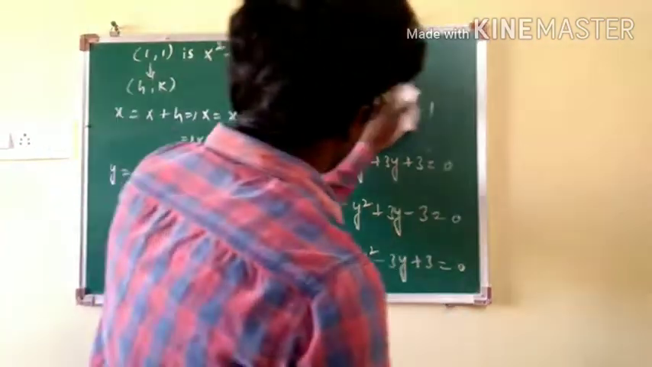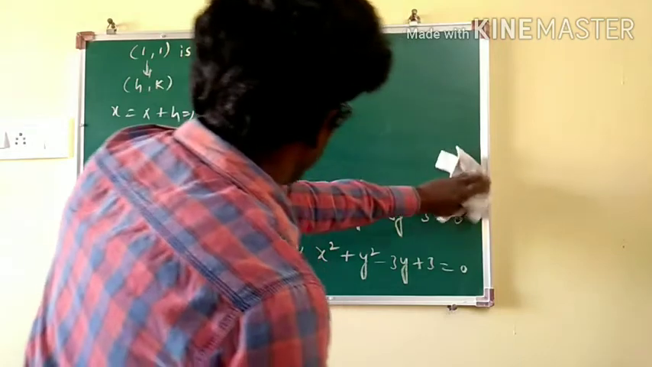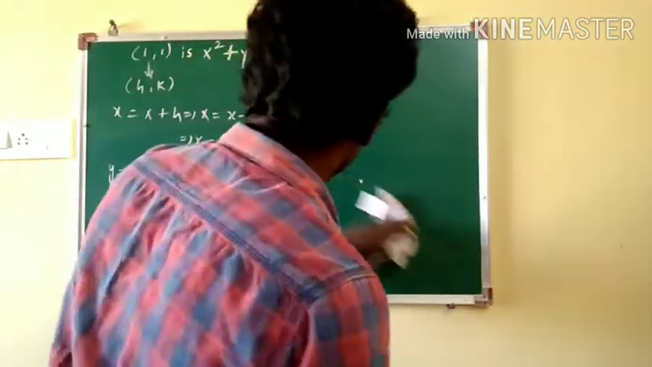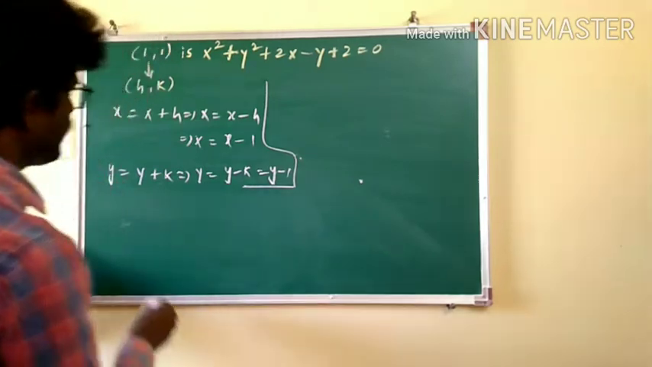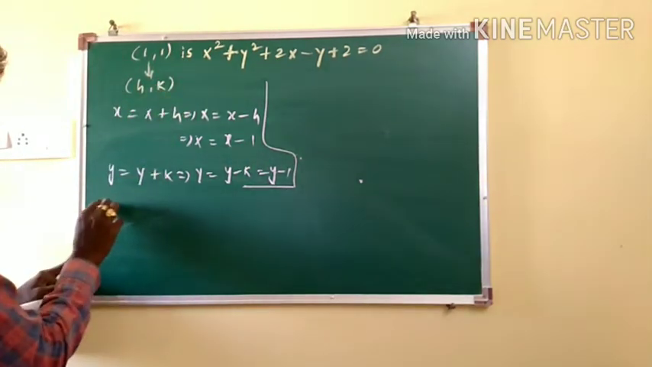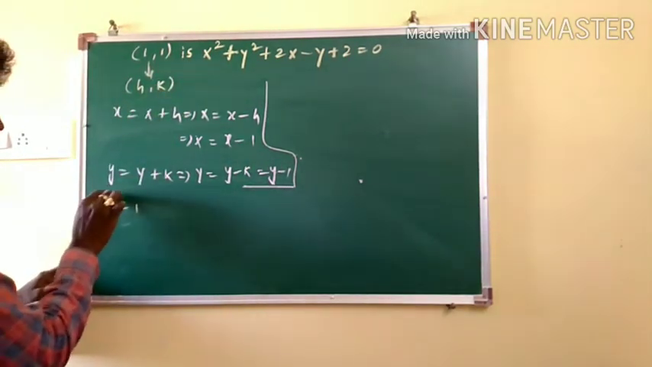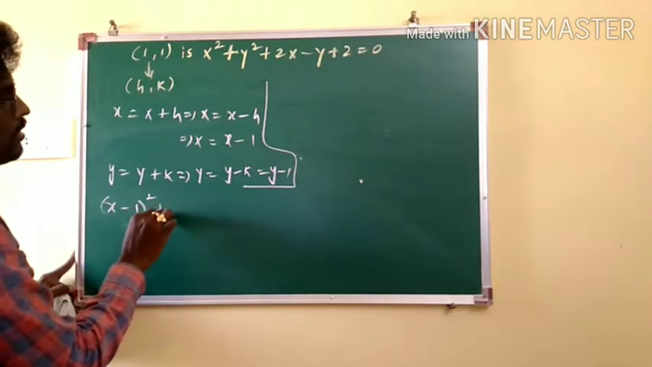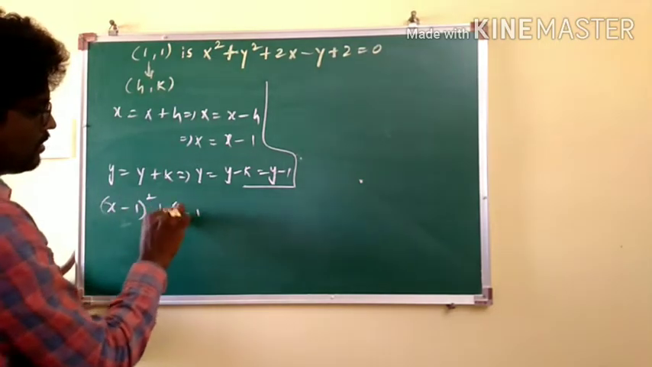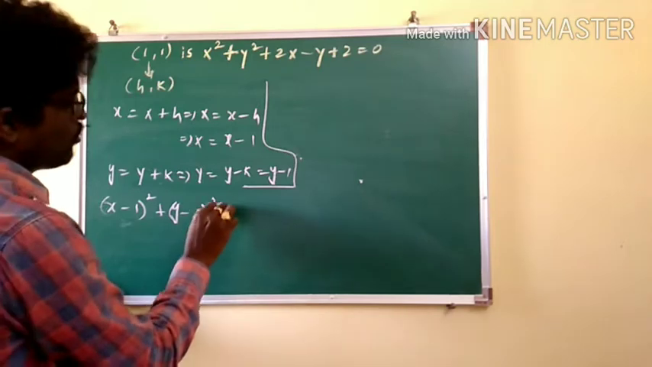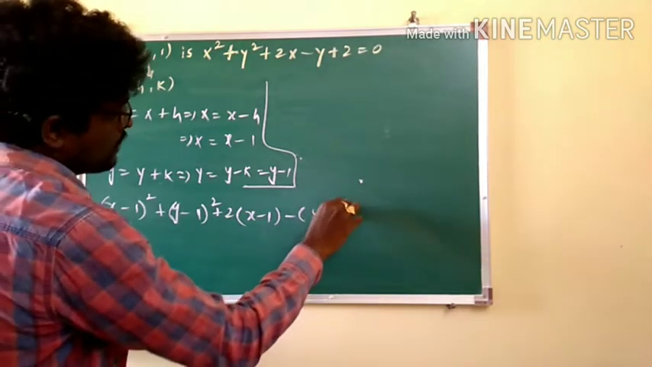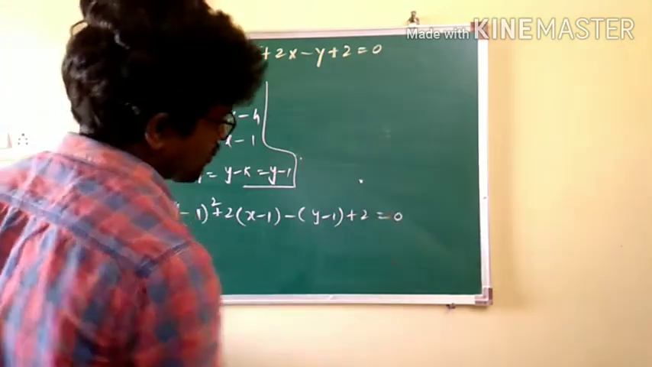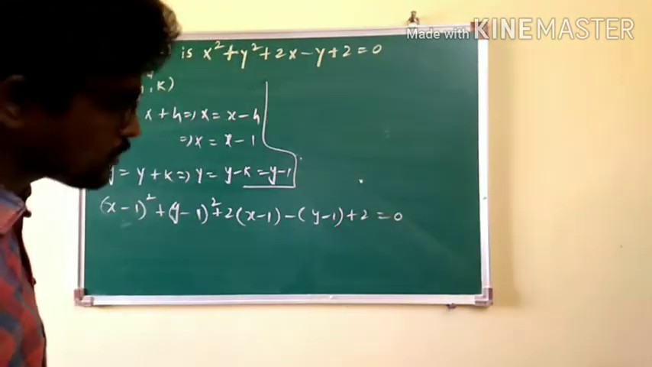I am erasing these options here for my board convenience. Let us substitute and see what we are going to get. X square, that is x minus 1 whole square, plus y minus 1 whole square plus 2 into x minus 1 minus of y minus 1 plus 2 is equal to 0. Here please be careful.